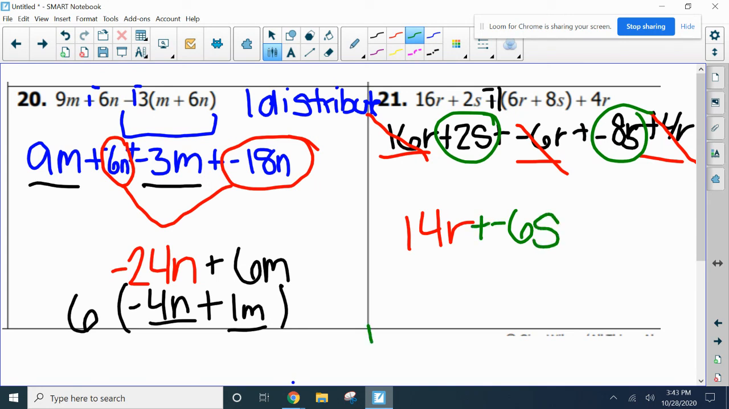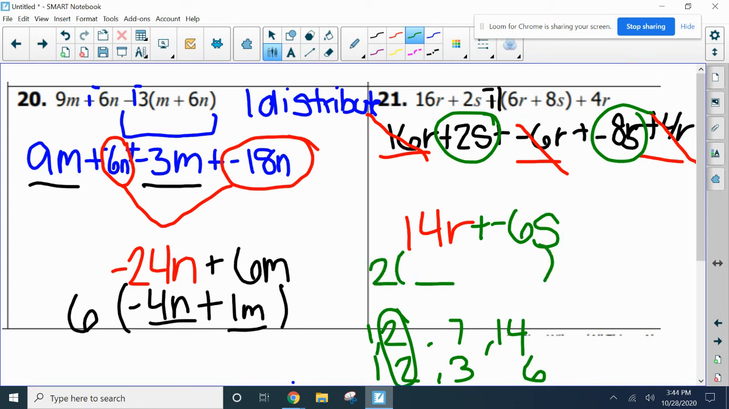Let's figure out what they both share. I have 1 and 14, 2 and 7, not 3, not 4, not 5, or 6. So we're done. And then I have 1 and 6 and 2 and 3s. The only thing that I see that they share is 1 and 2. So we're going to pull 2 out of both of those. So 2, bring out our parentheses, term 1 plus term 2. 14r divided by 2 is 7r, and then negative 6, and negative and a positive, it's going to be negative. Negative 6 divided by 2 is 3s. Then 2 times 7r is that 14r, and 2 times that negative 3s is negative 6s. So I know that I did it right.